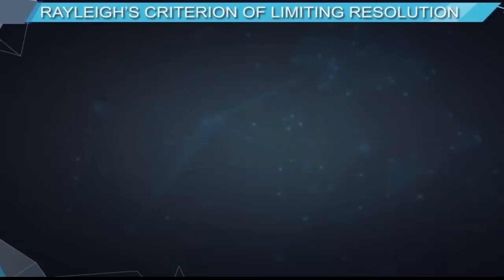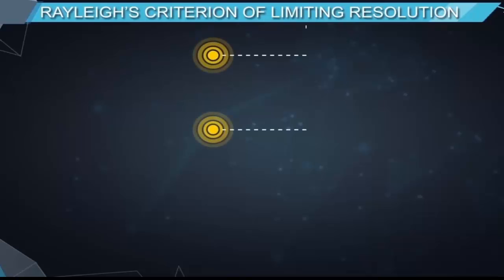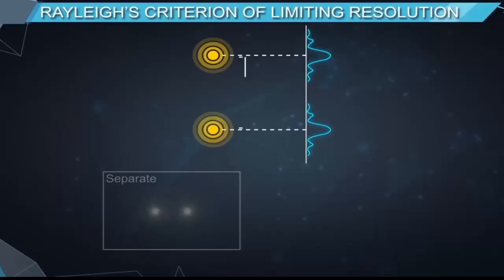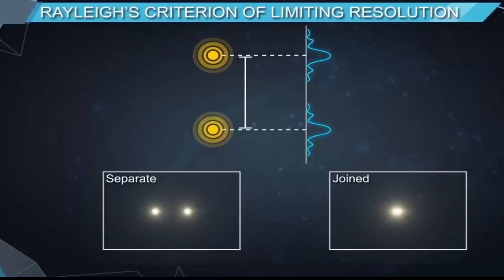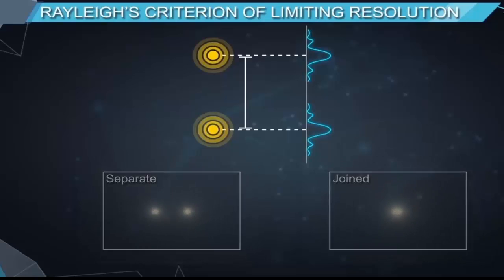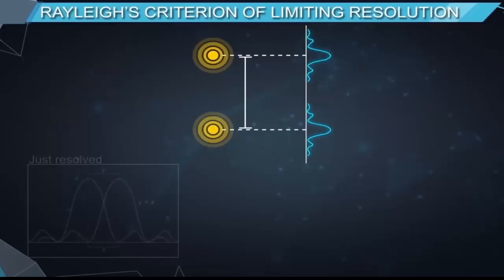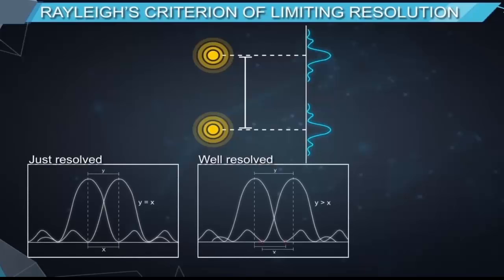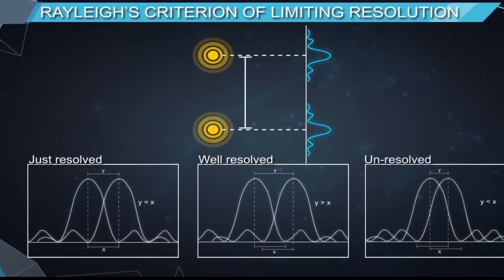Rayleigh's criterion of limiting resolution. When two point objects are seen with the naked eye or with the help of an optical instrument, whether the two objects are seen as two separate objects or not depends on the separation between the centers of the bright disks of the images of the objects. The two objects may be just resolved, well resolved, or unresolved.